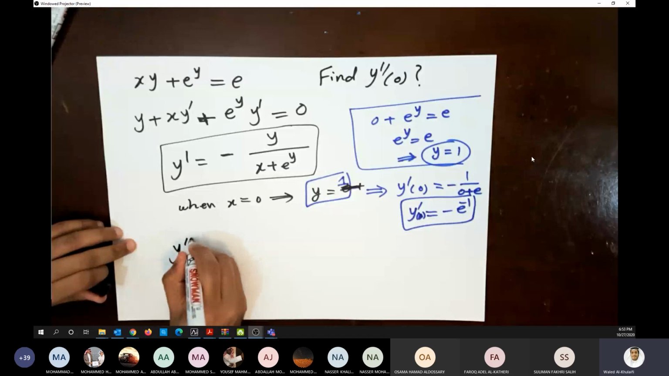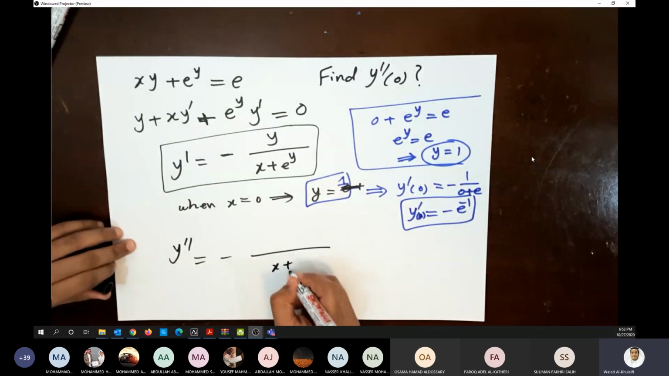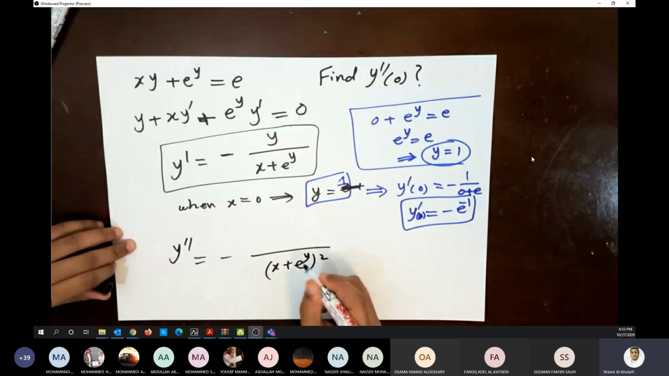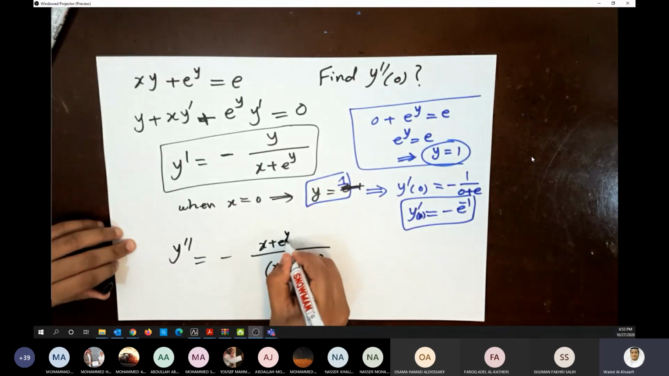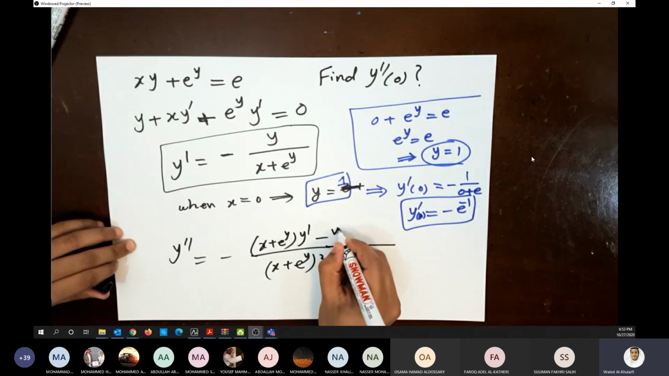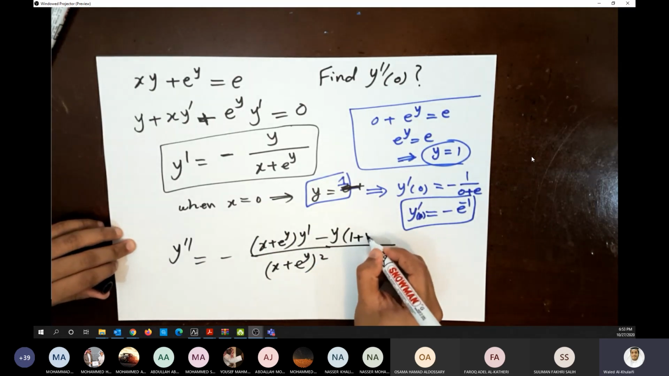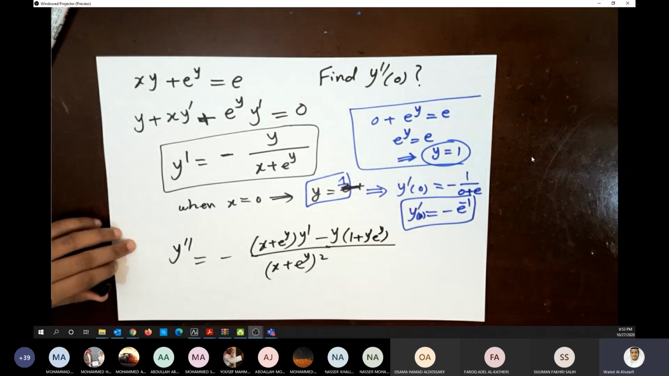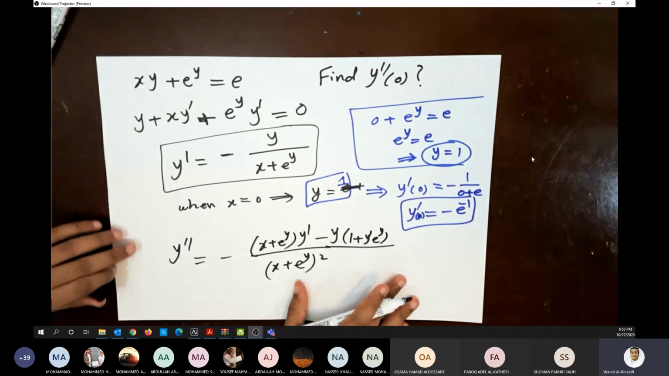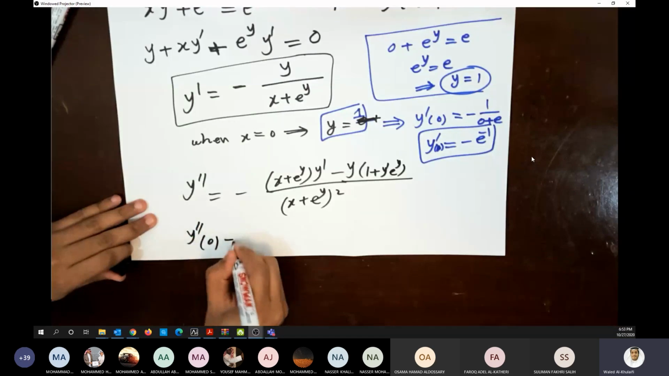So y double prime equals minus, here apply the quotient rule. So we have (x plus ey) squared times (x plus ey) times the derivative of the numerator, which is y prime, minus the numerator, which is y, times the derivative of the denominator, which is 1 plus y prime ey. Okay, so you have it this way here, and then y prime at 0 equals, and then substitute.